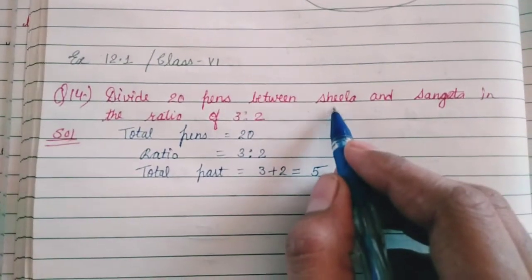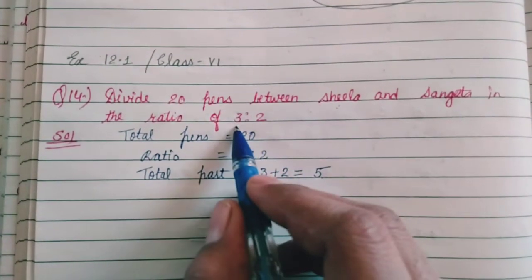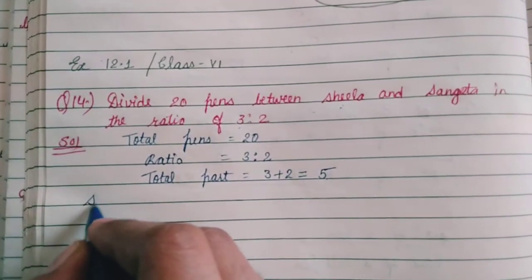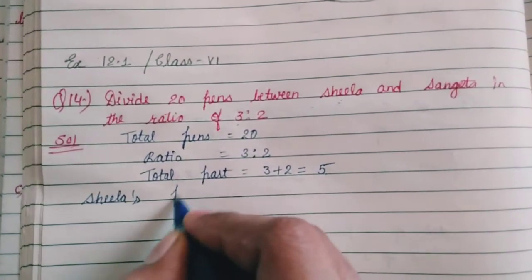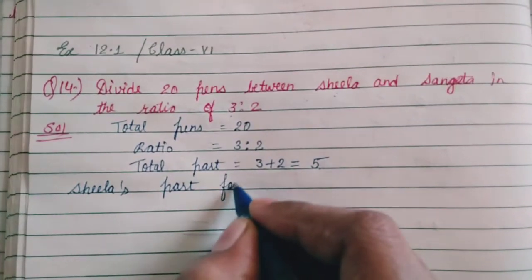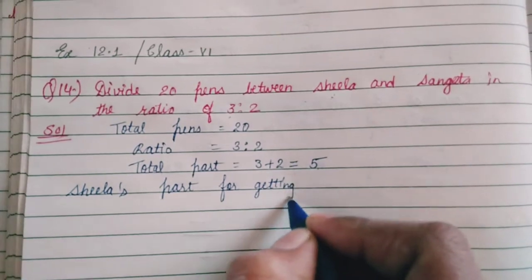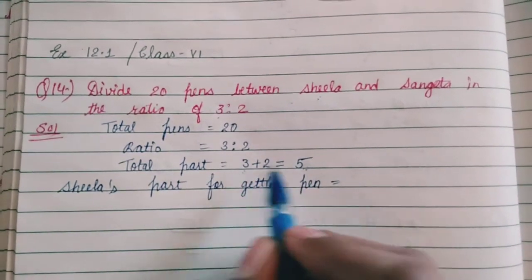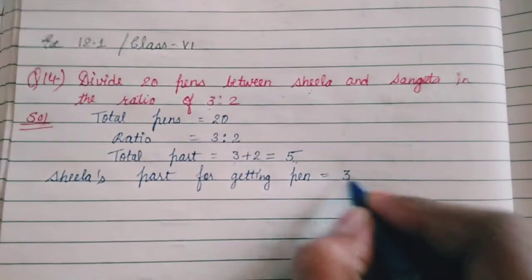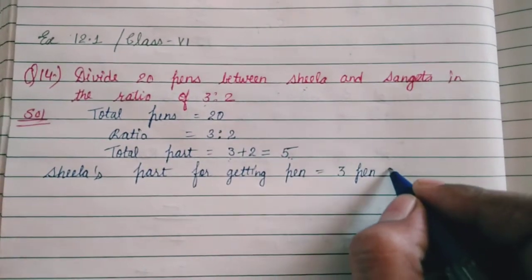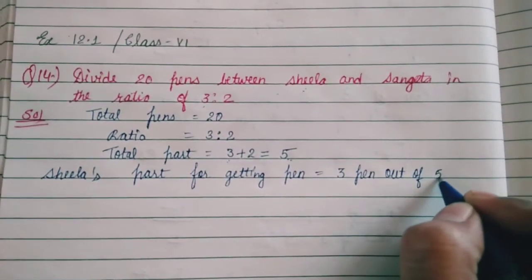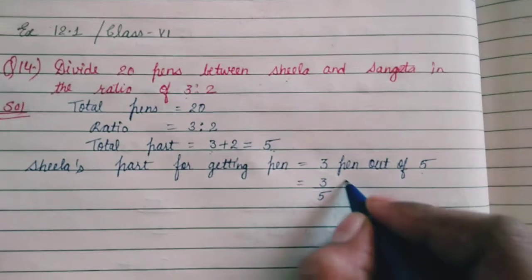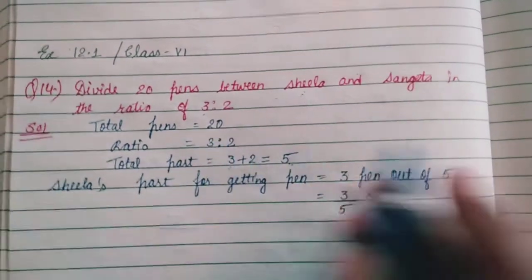We have Sheila at the beginning. That's why the first thing in the ratio is denoting Sheila. So Sheila's part for getting pen is 3 of total part. So 3 pens out of total, and how many are total parts in the ratio? 5. It means this 3 by 5 will multiply by total pens, 20.